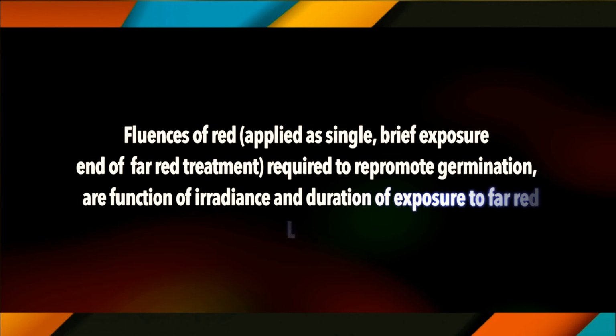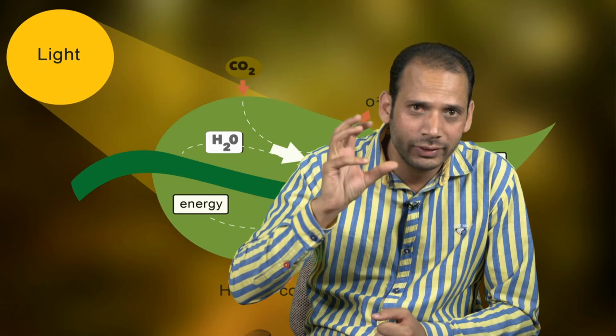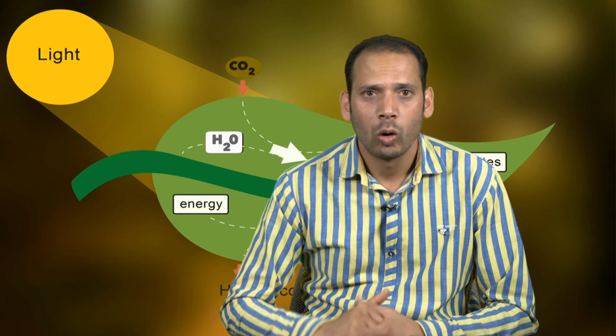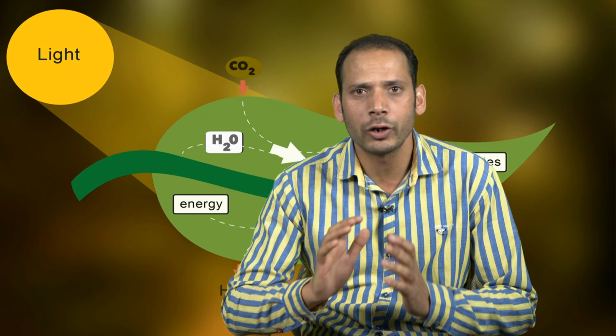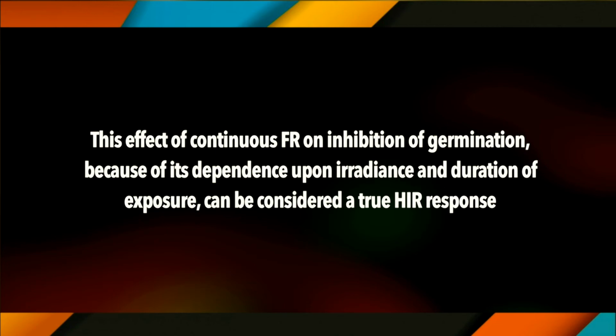The flux of red applied as a single brief exposure at the end of the far red treatment required to repromote germination is a function of irradiance and duration of exposure to far red light. The higher the irradiance and or the longer the duration of far red exposure, the higher the fluxes of red light required to promote germination. This effect of continuous far red light on the inhibition of germination, because of its dependence upon irradiance and the duration of exposure, can be considered as a true high irradiance response.